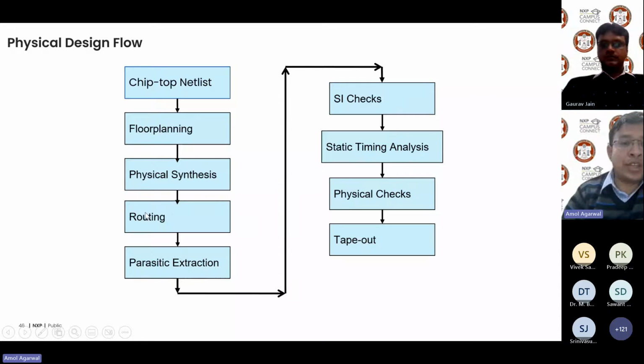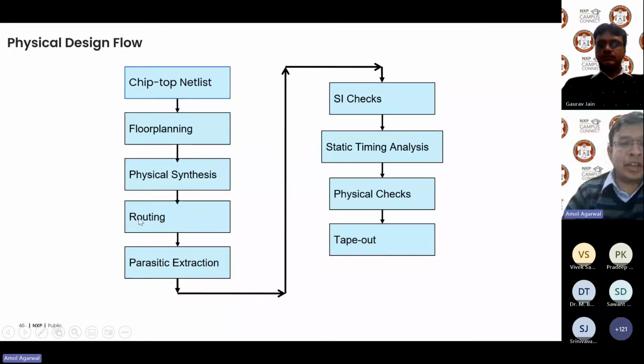And then you will do routing. Routing is as per the technology specification: how many metal layers are there, which net will go into which metal layer, what would be the spacing between those nets. That thing will come into picture. Then you do a parasitic extraction. Parasitic extraction is basically calculating the RC value of those nets, because those nets would not be ideal nets.